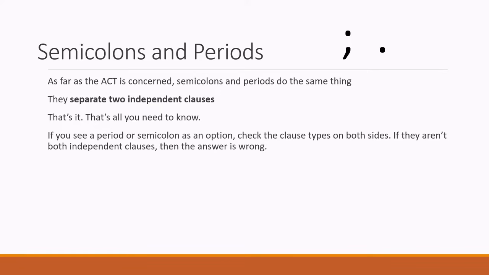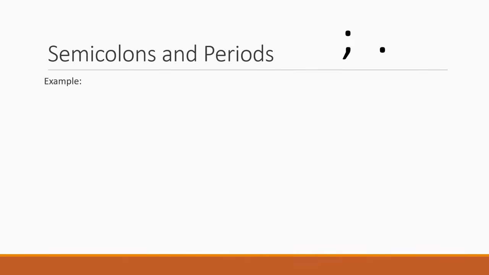So if you ever see a period or a semicolon as an option in your answer choice, check your clause types on both sides. If either one is not an independent clause, then that answer is wrong. You can eliminate it and move on to the other answers. If they're both independent, then that's the right answer. And again, just a little trick: if you ever have two of the exact same answer, where the only difference is one has a semicolon and the other has the period, nothing else changes, they're both wrong because they're the same answer. So let's give a quick example or two.